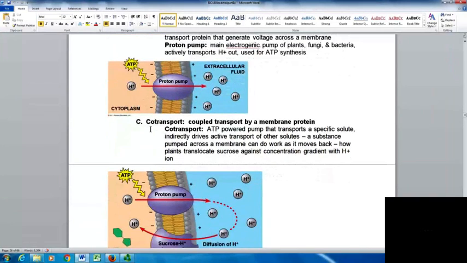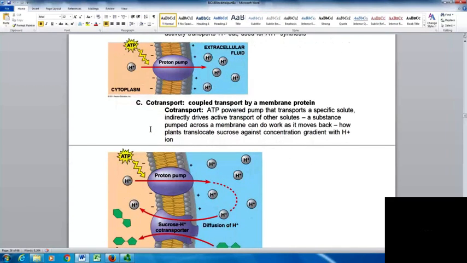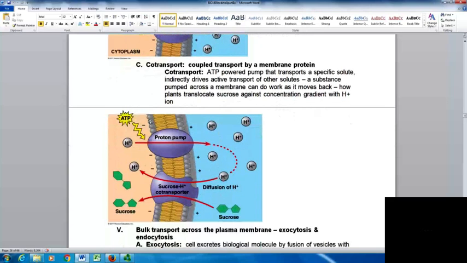So cotransport, this is coupled transport by a membrane protein. So an ATP-powered pump that's going to transport a specific solute is going to indirectly drive active transport of other solutes. So the substance gets pumped back across the membrane, and it will do work as it moves back. So this is how plants are going to translocate sucrose against the concentration gradient with the hydrogen ion.